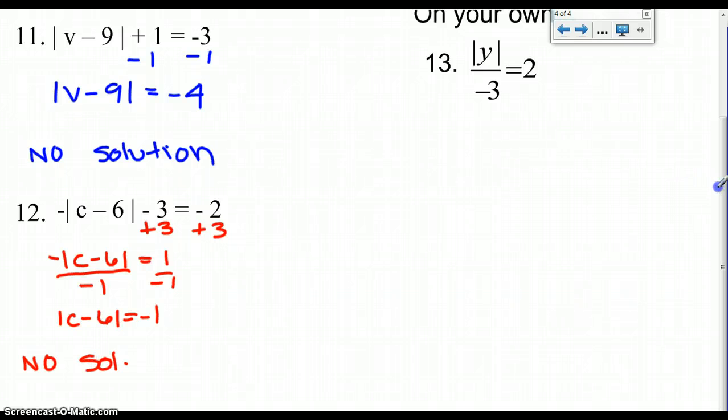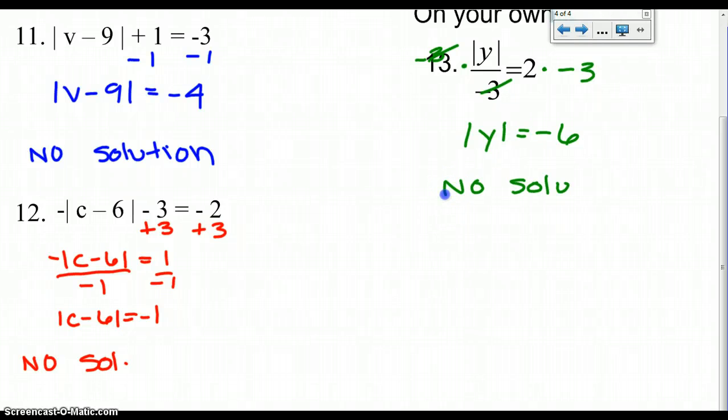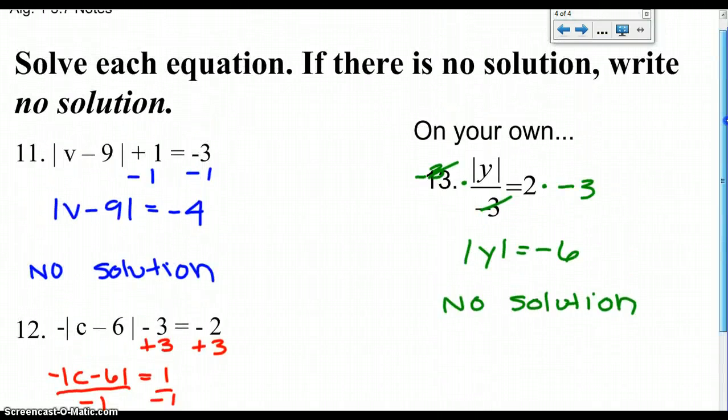I want you guys to pause it and do number 13 on your own, and then we'll come back and make sure we get the same answer. I'm back, and you can see what I did. To get the absolute value of y by itself, we needed to multiply by negative 3 on both sides. So then we get the absolute value of y is equal to negative 6, and an absolute value cannot equal a negative, so we have no solution.